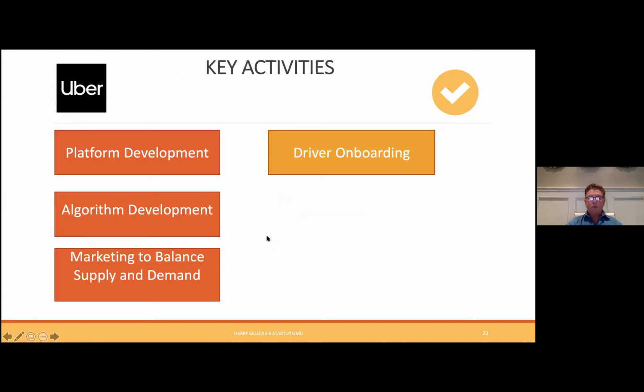So for Uber, when they were starting their business, the key activities would be: we have to develop a platform. We have to develop an algorithm to manage. And then we have to do marketing to balance the supply and the demand. And then we need to hire drivers. So those were all the original key activities of Uber.